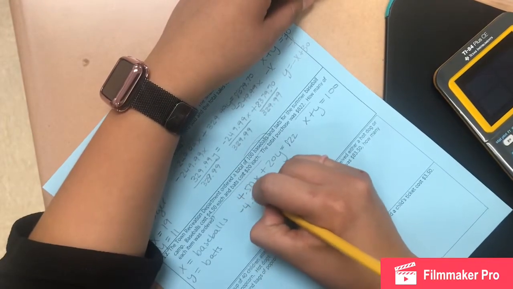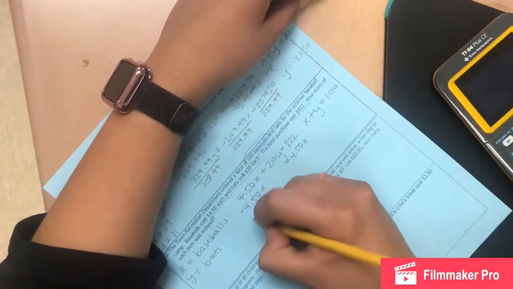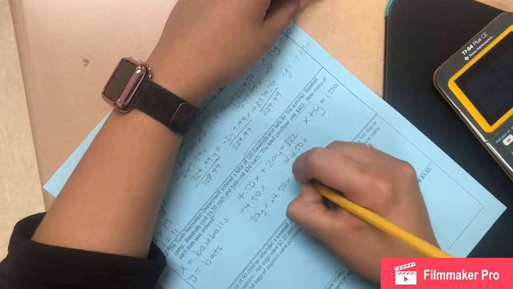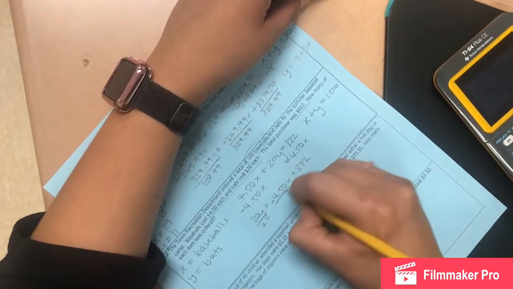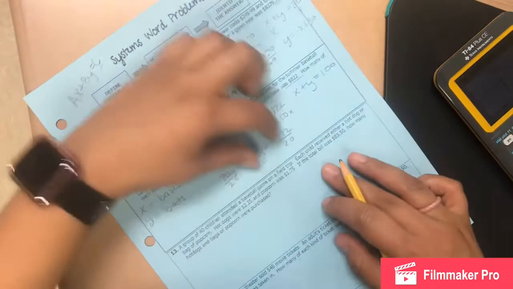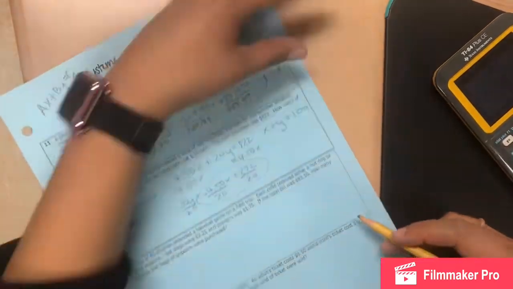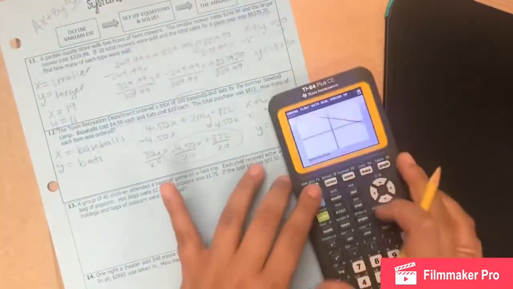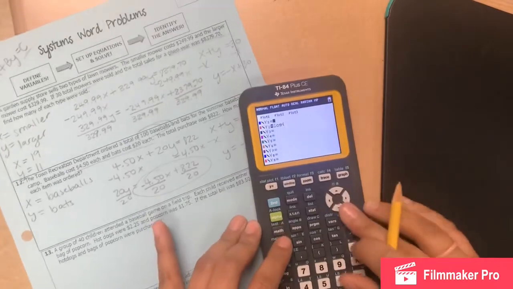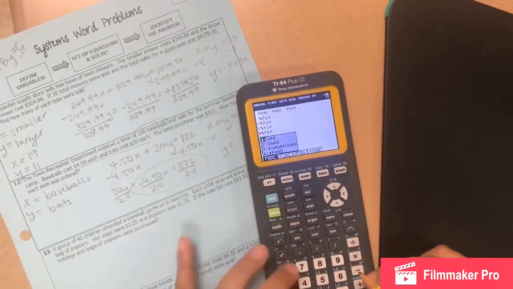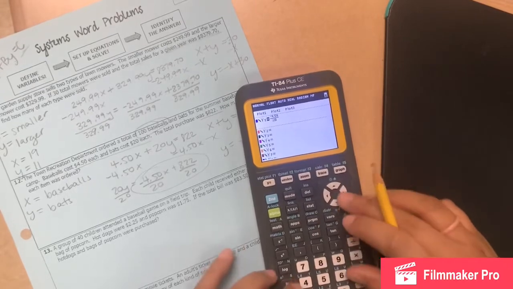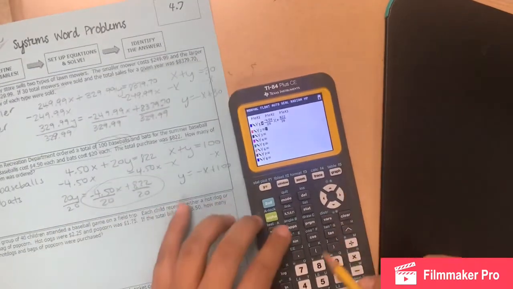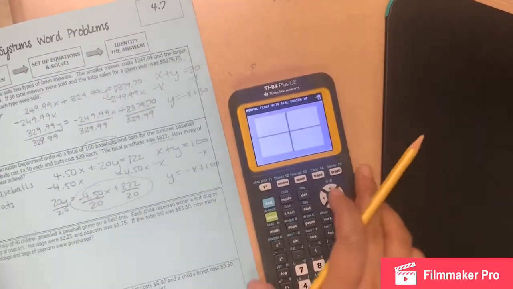So we're going to do our cost total first. So we're going to subtract 4.50x. So 20y equals negative 4.50x plus 822. Going to divide everything by 20. And I'm going to leave it like that because the simpler the better, okay? Over here, I'm going to subtract x. So y equals negative x plus 100. Then we're going to type these bad boys in. So let's see. Oops. All right, the first one, negative 4.50 over 20x plus 822 over 20. And the second one is negative x plus 100. Hit graph, let it load.